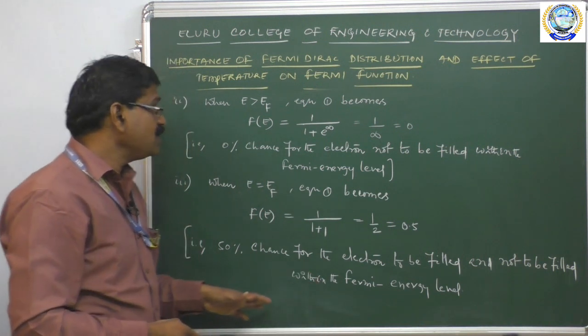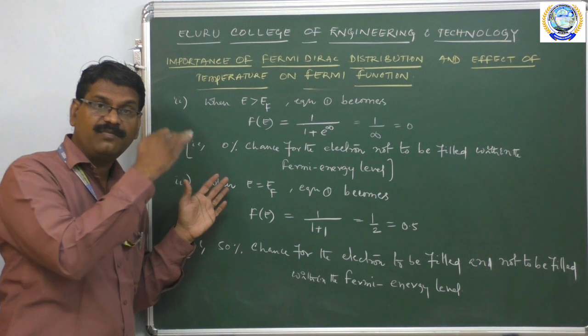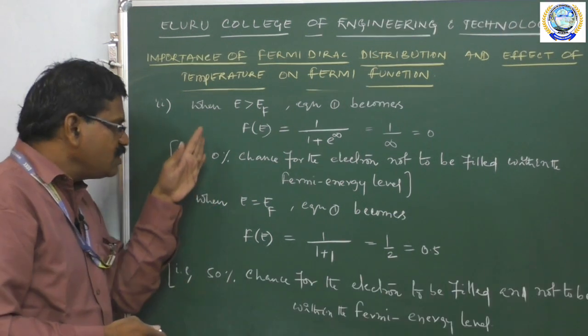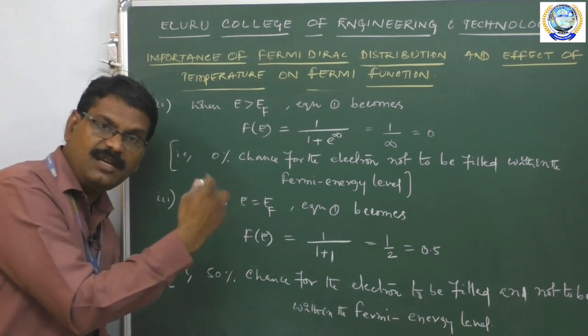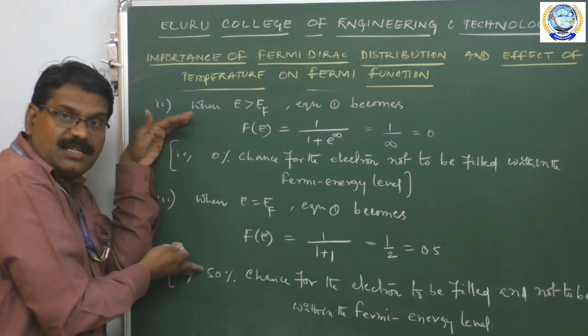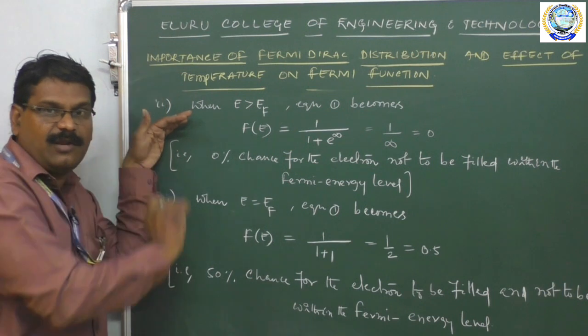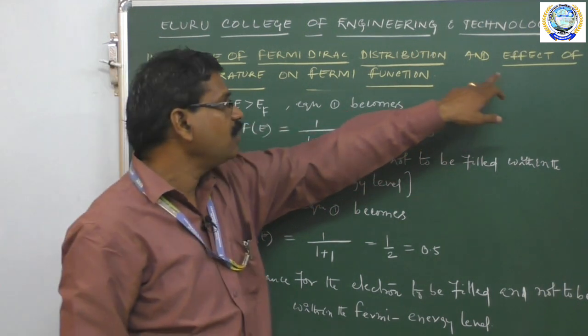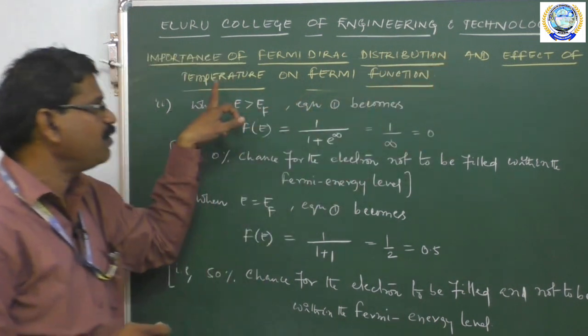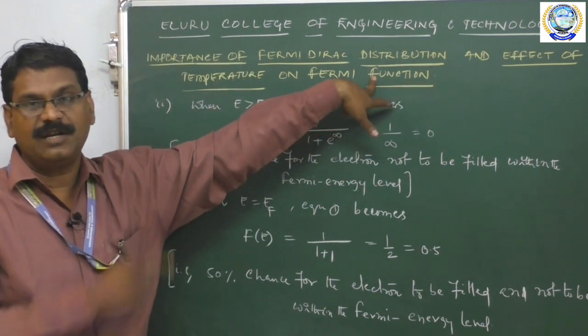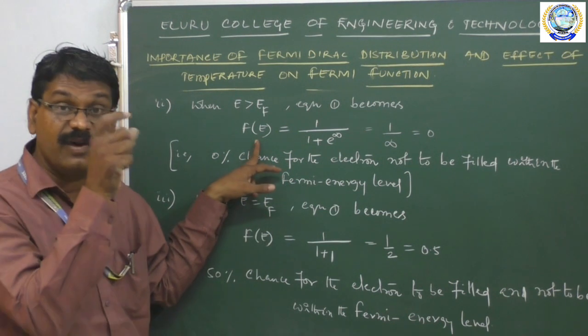This we are going to identify. Okay, so that means the effect of temperature on Fermi function, if you see these three cases, that is E less than EF, E greater than EF, E is equal to EF. These three cases are at 0 kelvins. That you have to remember. That is why I am putting the heading here, the importance of Fermi-Dirac distribution and the effect of temperature on Fermi function. Strictly speaking, my f of E is called Fermi function.